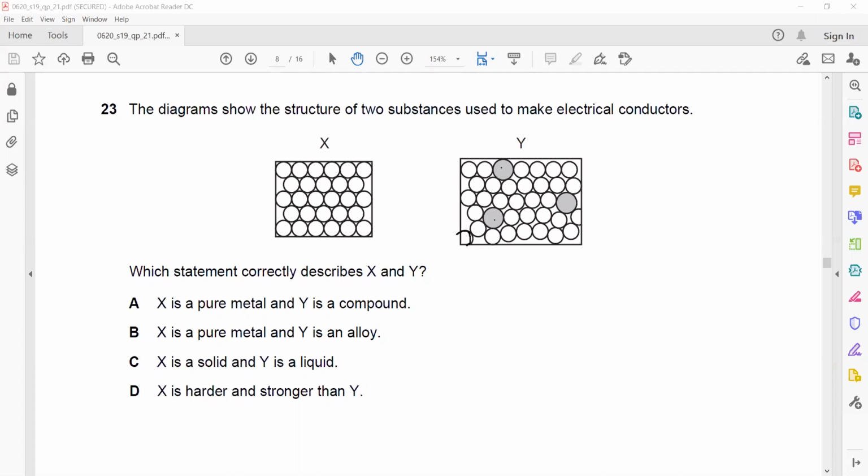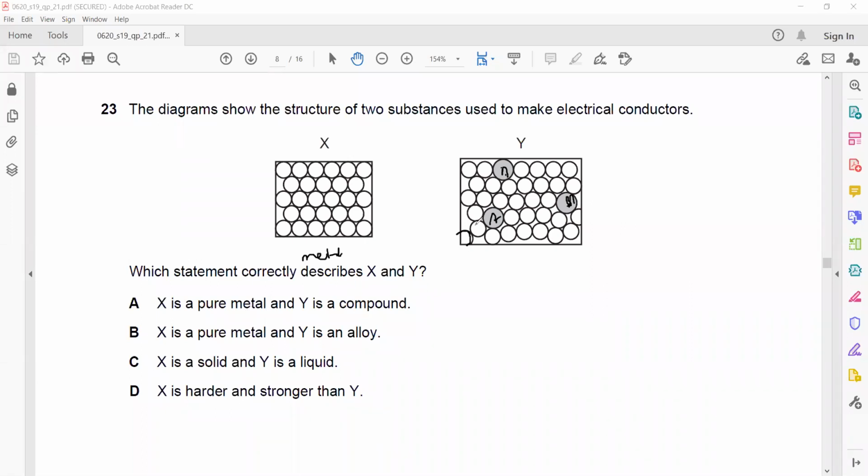Alloys means a mixture of metals. When you mix two metals together, it will form an alloy. So when you have identical atoms and regular arrangement, it is a metal. But when you have a mixture of the metal, where you added an impurity, but not too much, still it is there. So we call a mixture an alloy. So X is a pure metal.